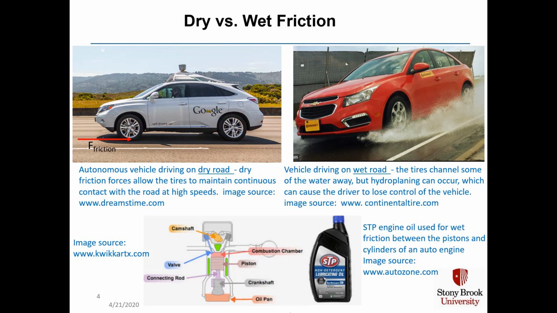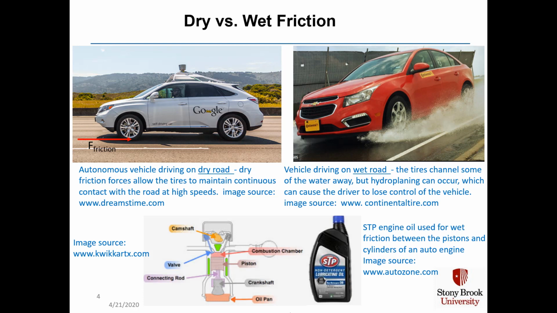We can understand dry friction from this photo of an autonomous vehicle driving on a dry road on a nice sunny day. The dry friction force acts against the tires on the road, and that's what allows the tires to maintain a continuous contact with the road at high speeds. The car is nice and stable, and all these autonomous algorithms, even with that guy in the car driving as backup, are going to do pretty well because the force of friction is very predictable and stable.